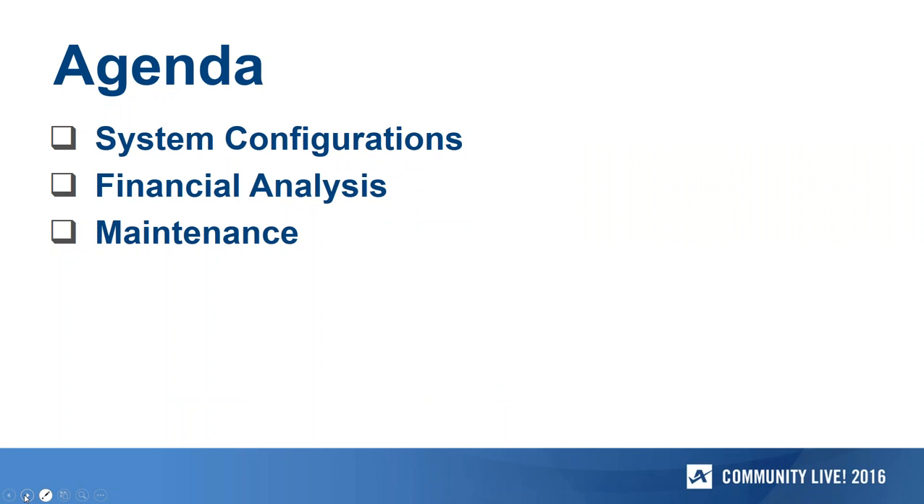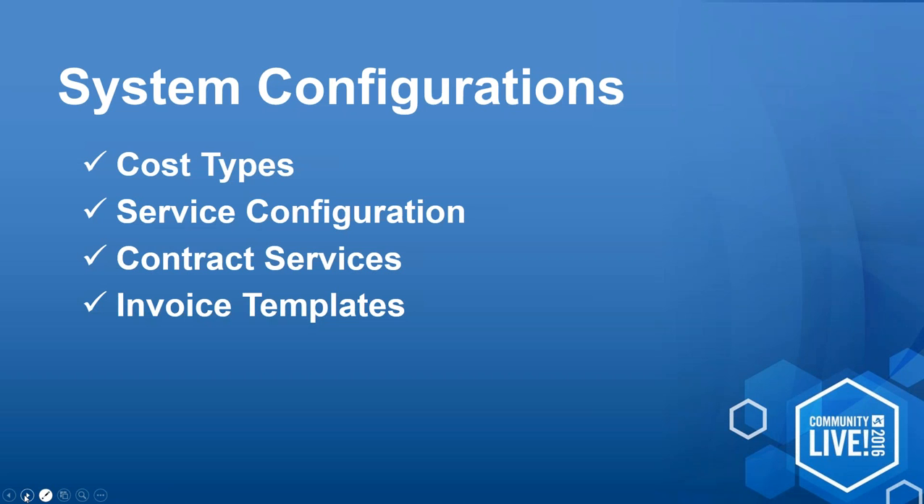Our agenda today is going to consist of system configurations within the Autotask system, financial analysis that will be available based on our configuration, and then maintenance of the system going forward. When we focus on system configurations, we are going to talk about 4 areas: cost types, service configuration, the contract services themselves on the contract, and then the invoice templates.